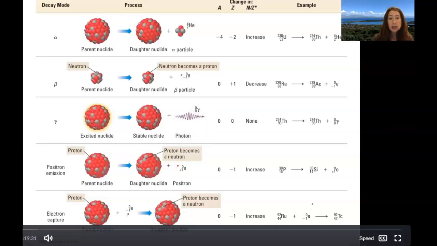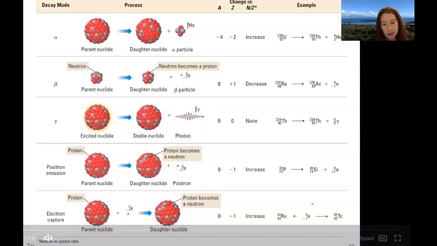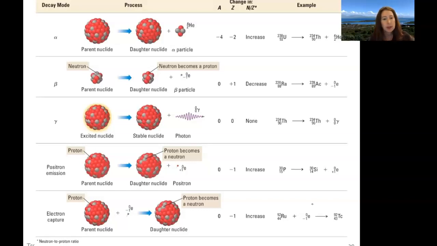So let's talk about what we were talking about last week, nuclear chemistry. This is kind of everything we did last week, right? We talked about all of our alpha, beta, gamma, positron, and electron capture. And what we're going to talk about today is why do different nuclei choose different ones, right? So we went over what is alpha, what is beta, what is gamma.